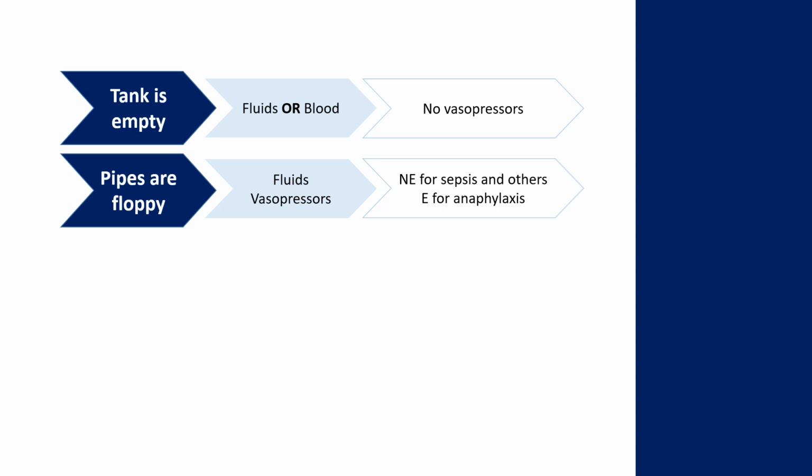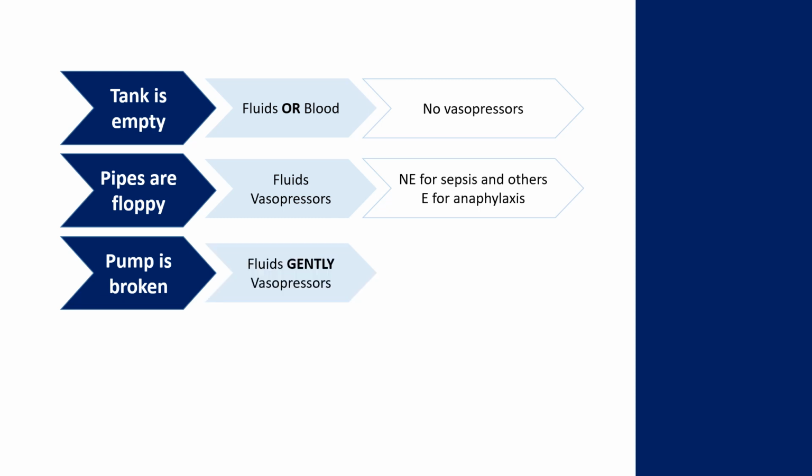In cardiogenic shock, we talked about a broken pump being the etiology, and we said that we would use fluids very gently, making sure that we didn't cause fluid overload or pulmonary edema, and that we would use vasopressors if that little bit of fluid wasn't doing it.